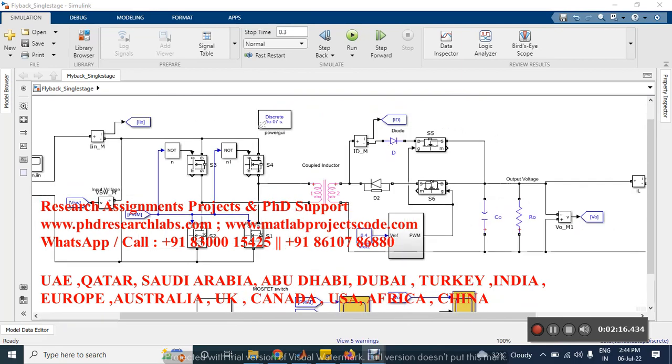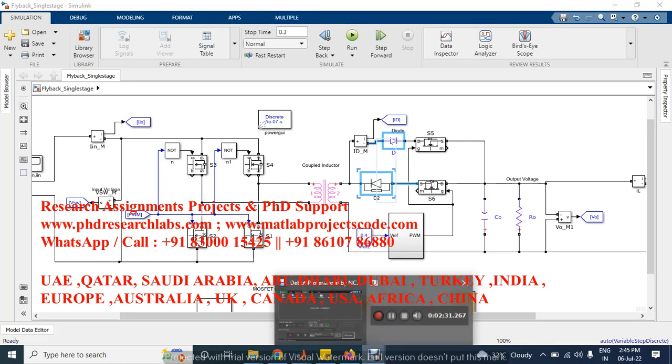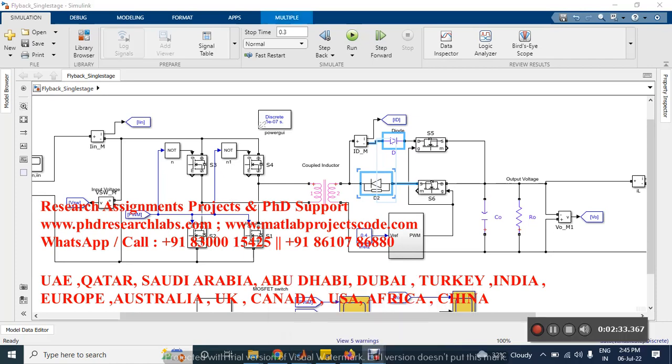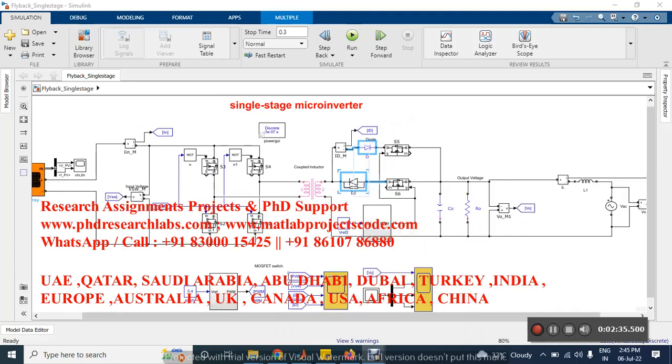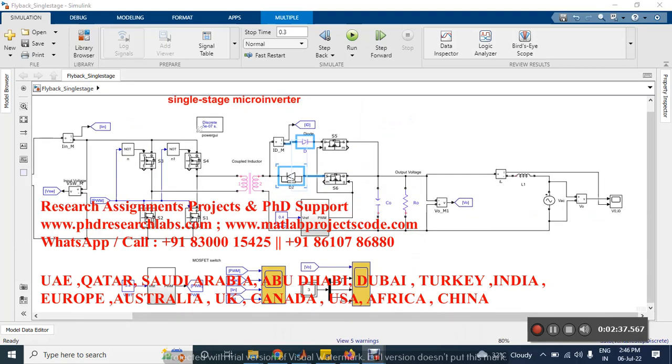Here we use, as per the paper, a 2 quadrant switch composed of a transistor, and these two diodes are used for the output of the microinverter. At the end of the microinverter we used a resistive load, that is an active load and electric load.